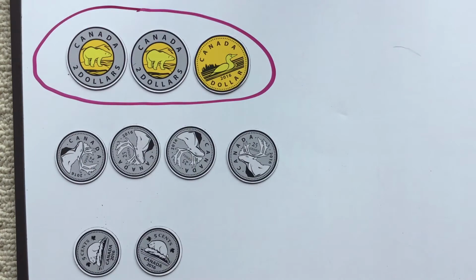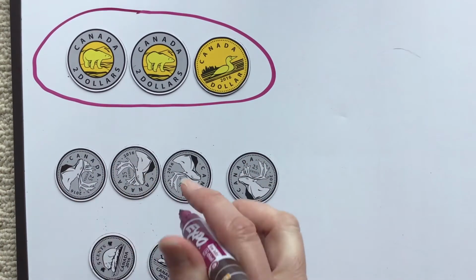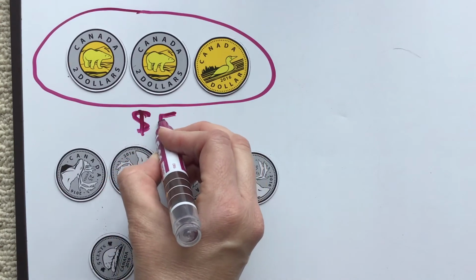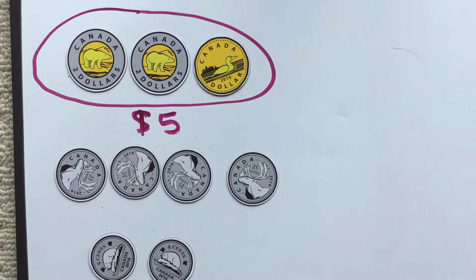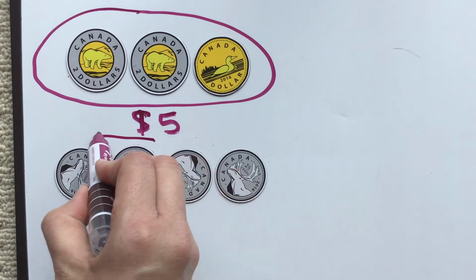What do you think? Does that equal $5? It does. So I can group 2 toonies and a loonie together to make $5. I've got 4 quarters. Can these be grouped together? Let's find out.